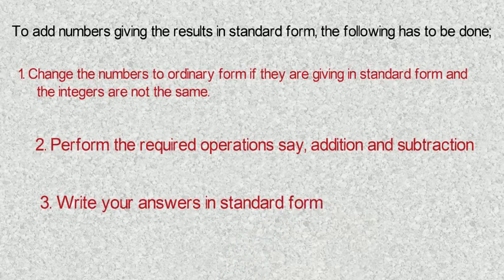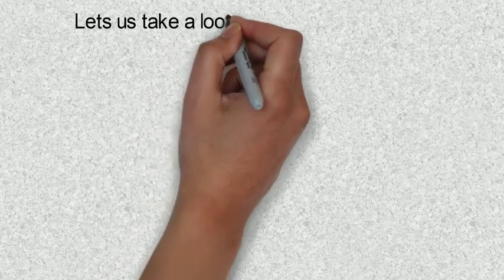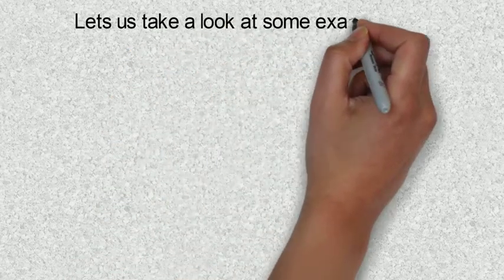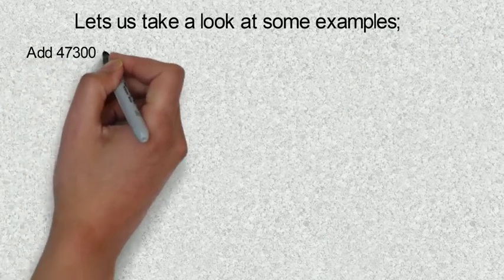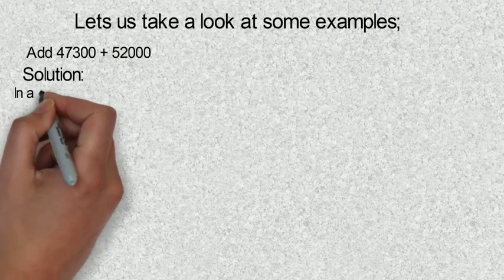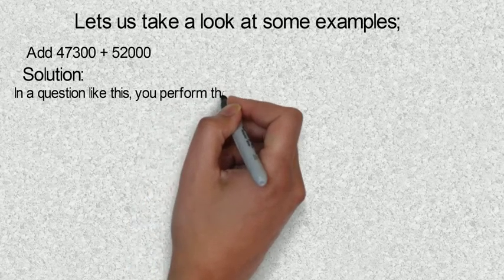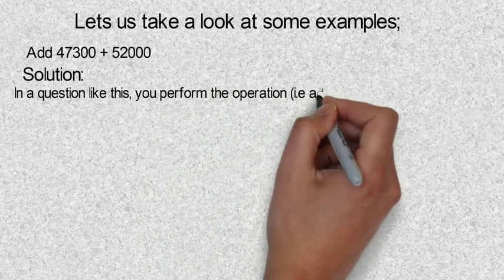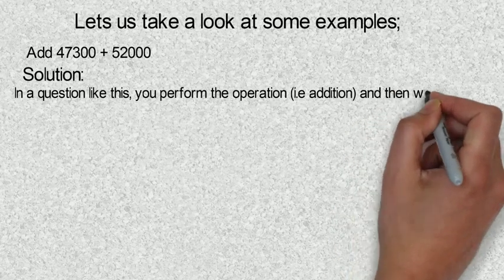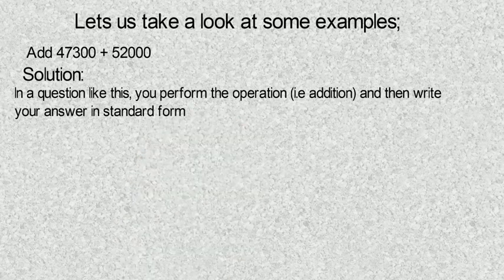Now, let's take a look at some examples. Example 1: 47,300 plus 52,000. In a question like this, you perform the operation, that is addition, and then write your answer in standard form.